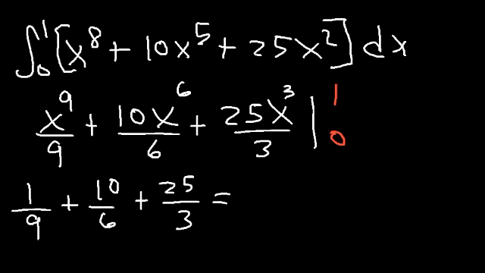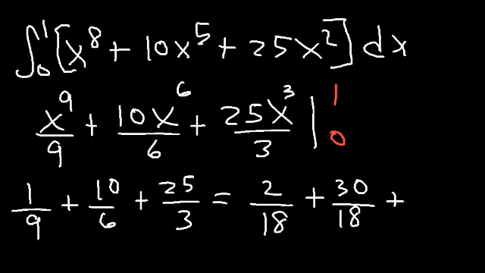So now we've got to simplify this expression. What is the common multiple of 3, 6, and 9? The common multiple is 18. So 1 over 9, let's multiply by 2 over 2. So it's going to be 2 over 18. 10 over 6, let's multiply by 3 over 3. So it's 30 over 18. And 25 over 3, let's multiply by 6 over 6. That's going to be 150 over 18.